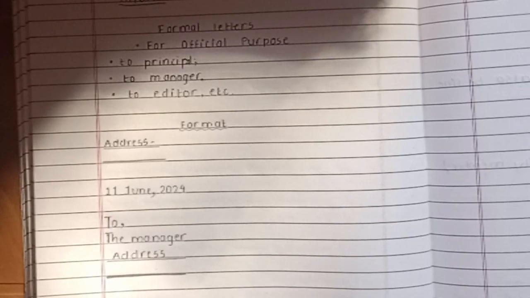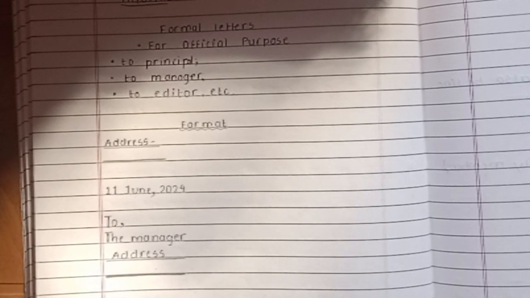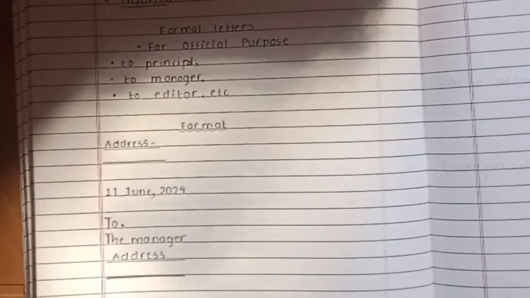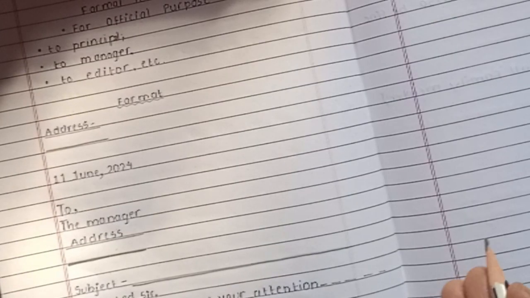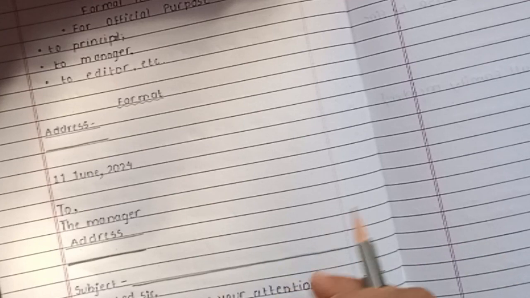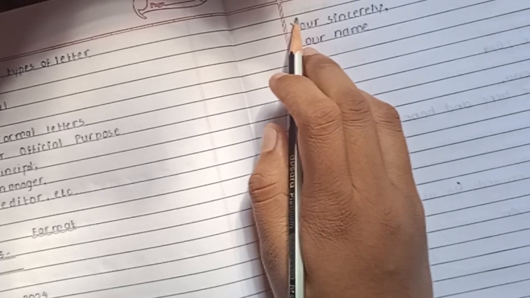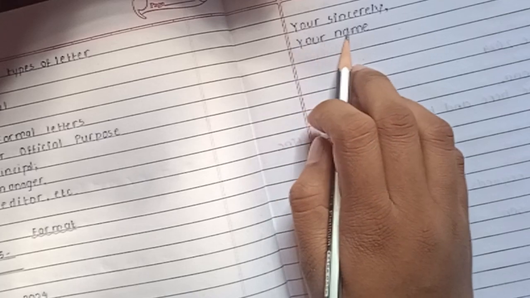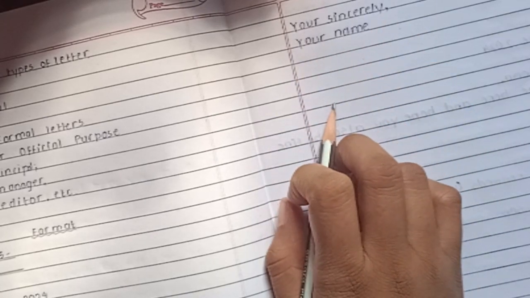I would like to draw your attention, this is a good way to start the letter, or you can also start the letter with your introduction. Then write the letter in one or two paragraphs and end it with "I shall be thankful to you." This is how you can end the letter, and last you leave one line. If there is space, then "Yours sincerely," the comma is very important, and your name. That's how you can end the letter.